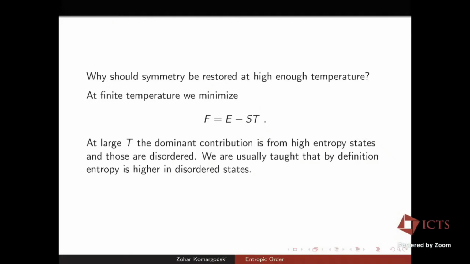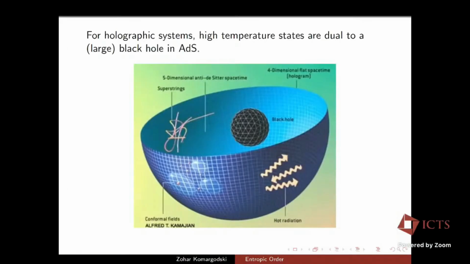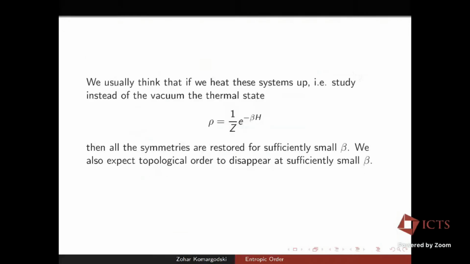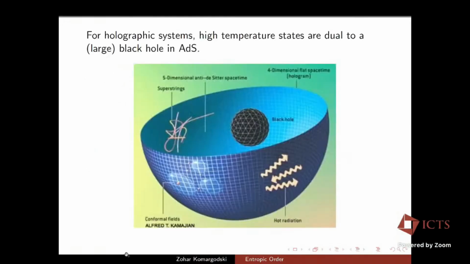If there are any questions, please stop me. I might also stop by myself every couple of minutes, asking if there are questions. Now, there is an interesting interpretation of this story also for anti-de Sitter space. For holographic systems, there is a dual description of this thermal density matrix in terms of a black hole in AdS.